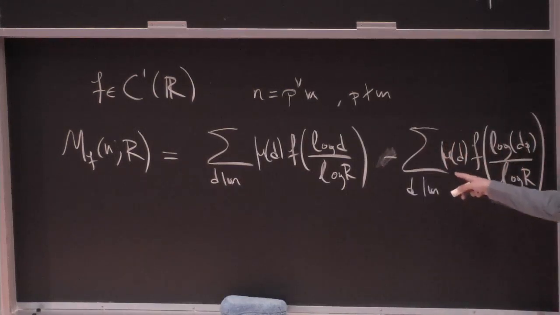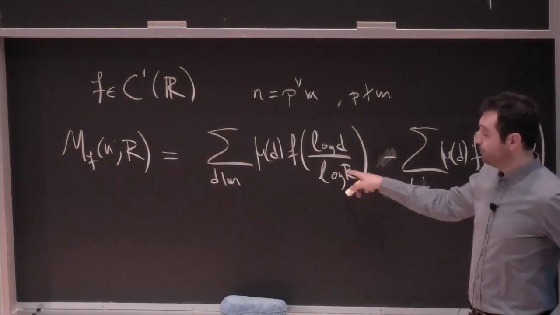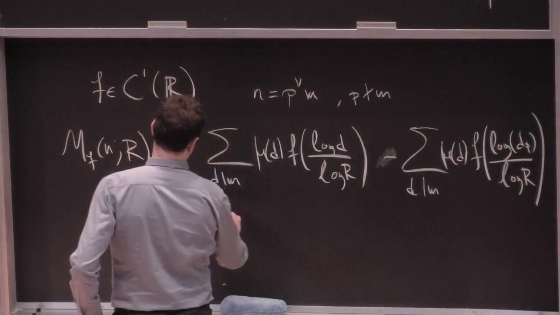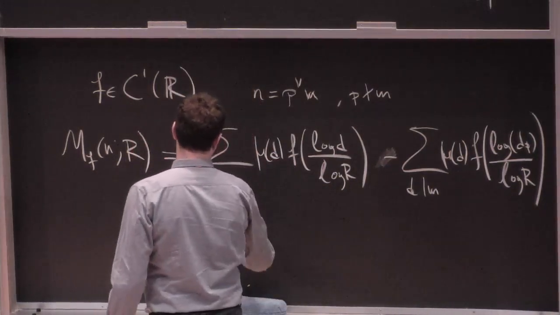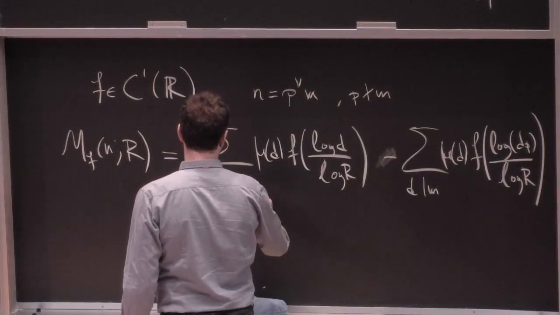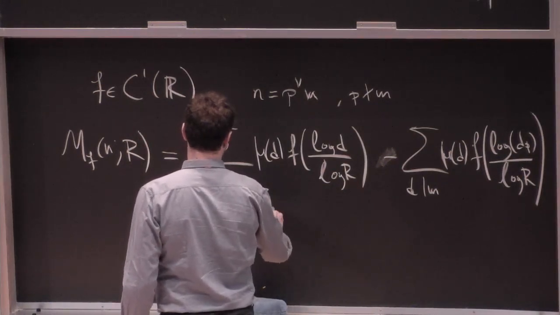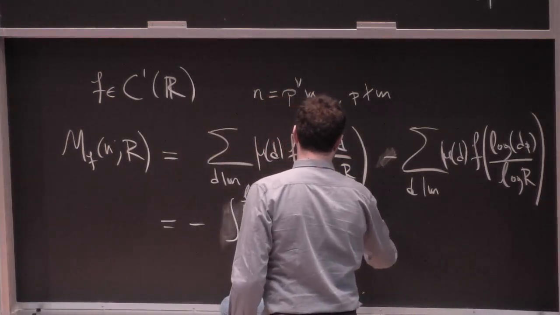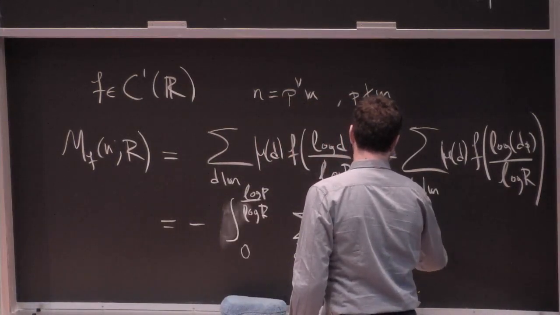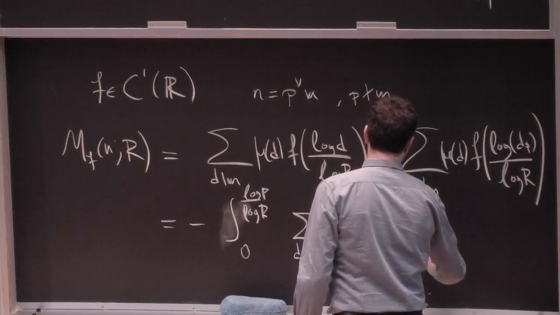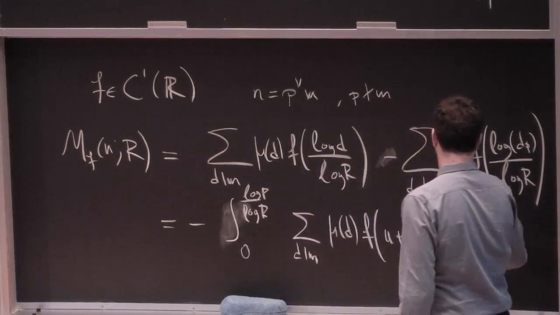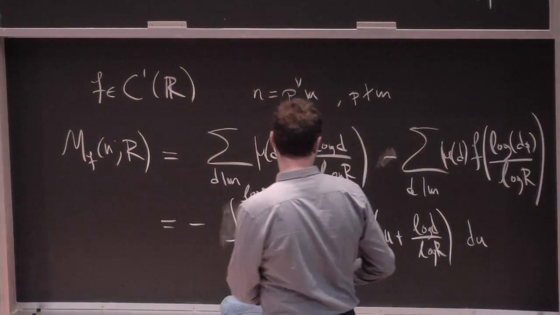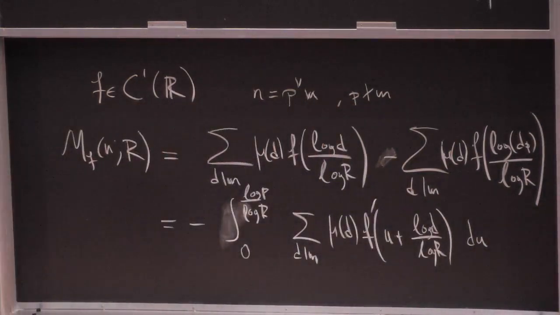Okay. So if I combine this into a single divisor sum, I have a difference of two values of f, and I can use the fundamental theorem of calculus to rewrite this as the integral from 0 up to log p over log r of the sum inside, which will be mu of d, and then f prime of u plus log of d over log of r, du. Thank you.